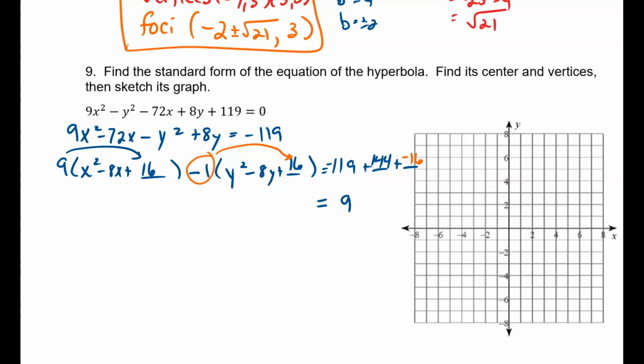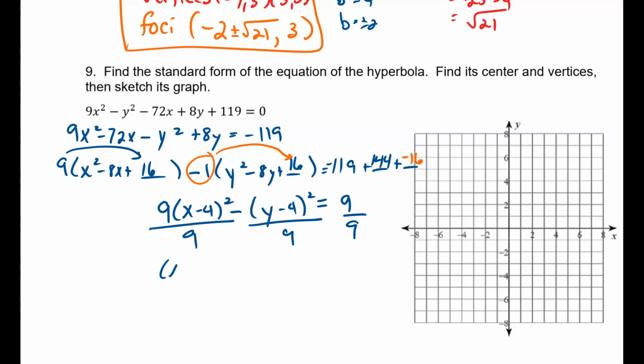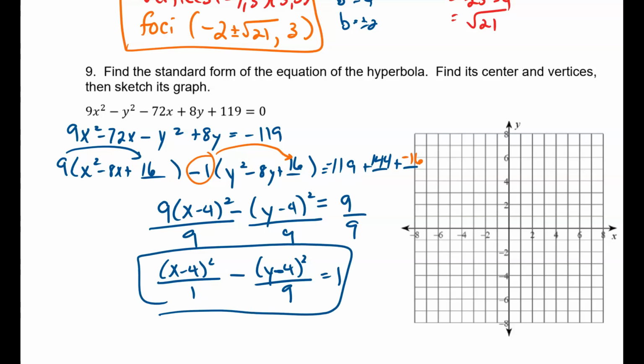And then again, let's write the stuff on the left so it's two binomials being squared. So I get 9 times quantity x minus 4 squared minus the quantity y minus 4 squared. And then we divide everything by 9 because hyperbolas and ellipses are equal to 1. And so here I get x minus 4 squared all over 1 minus the quantity y minus 4 squared all over 9 is equal to 1. So this is standard form for the hyperbola.